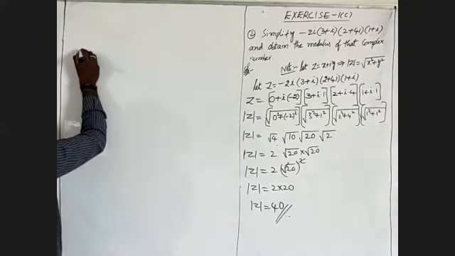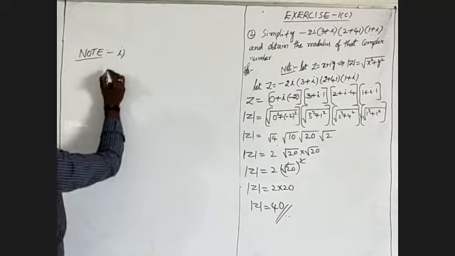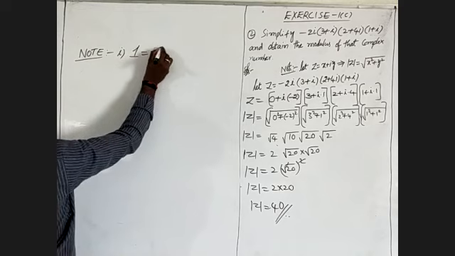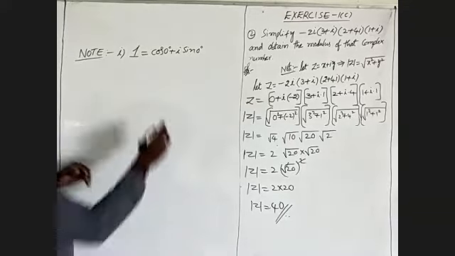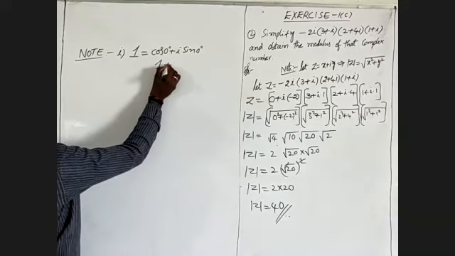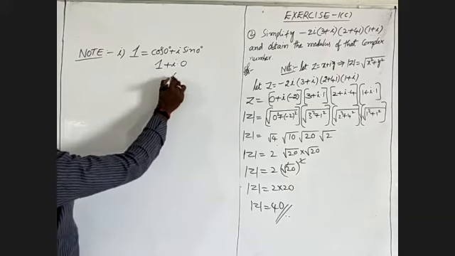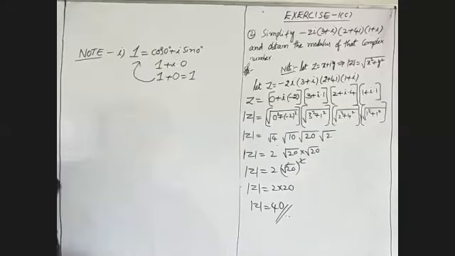Complex number, these 4 points are very useful that I will write. Here the first one is nothing but cos 0 degrees plus i sin 0 degrees. Cos 0 is 1, plus i into sin 0, which is 0. 0 into i is 0. 0 plus 1 is nothing but 1. That is the value of the given LHS.